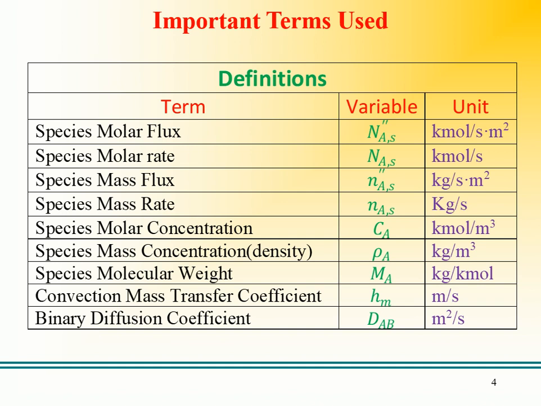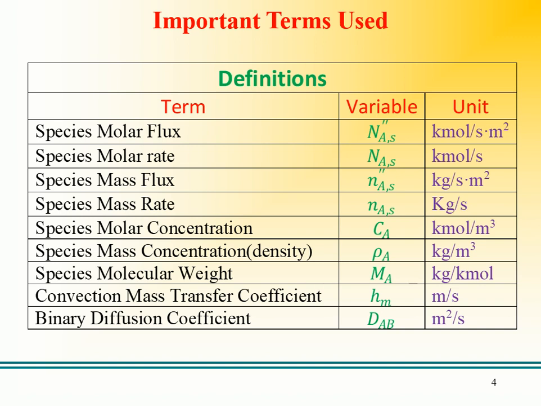Species mass flux is n_A double dash, kilogram per second per meter square. Species mass rate, which is n_A, is not with the double dash in the superscript. It's kilogram per second. Species molar concentration is C_A, kilomole per meter cube. Species mass concentration is rho_A, kilogram per meter cube, which is basically a density. Species molecular weight, which is the molecular mass of an element or a compound, is M_A, kilogram per kilomole.